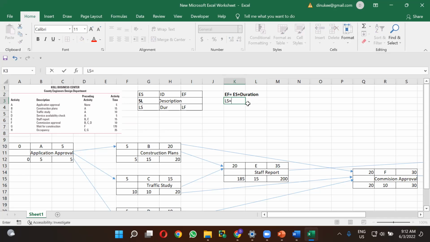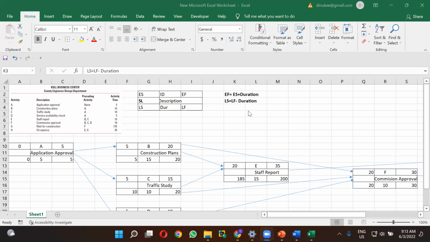I couldn't put the equation. That's why I'm going to type here now. Late start, how to calculate? Late finish minus duration. Very good. Late finish minus duration. Right. So I'm really happy that you are answering for me now. So these are the two equations that you have to remember.